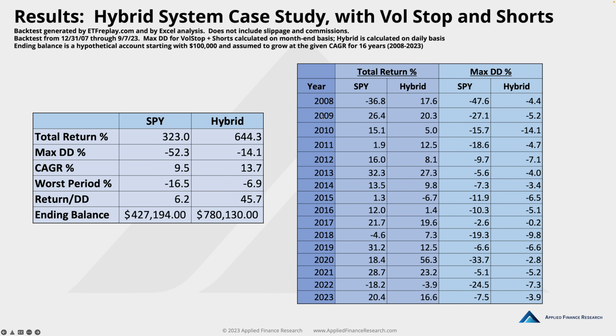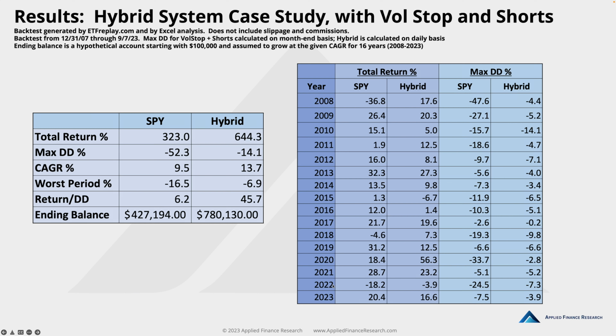I also like to look at 2020, since that was the year of the COVID crash. The hybrid system returned 56.3% on a drawdown of only 2.8%. S&P bounced back quite nicely. It did have a drawdown of 33.7%. In fact, this was the fastest drawdown of this magnitude in the history of the stock market. It happened in only 22 days. And the S&P did bounce back. It returned 18.4%.